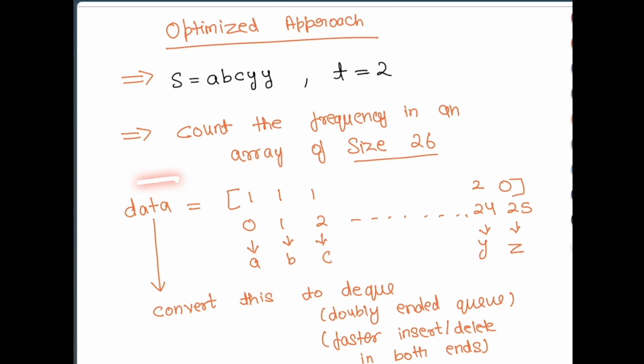So let us say you create an array data, and this data is equal to 1, 1, 1, 0, 0, 0, and so on, and then you have 2, and then you have 0. This one is at index 0, this one is at index 1, this one is at index 2. So index 0 means A, 1 means B, 2 means C. At index 24 you have 2, because this represents Y, and you have a total of two Y's, right? So you are just creating the frequency of all the characters in your data array.